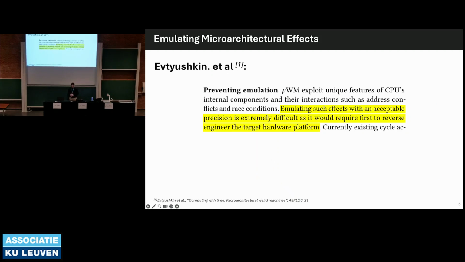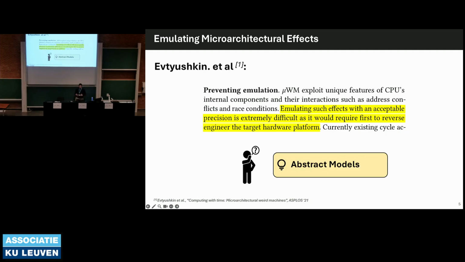But there is a problem with that, and Evtushkin et al. have stated it in a previous paper. They have stated that emulating the effects that microarchitectural weird machines use with an acceptable precision is extremely difficult, as it would require first to reverse engineer the target hardware platform. The statement made us think, well, do we really need to reverse engineer the target hardware platform? Do we really need an accurate representation of the microarchitecture? What if instead we use abstract models? Abstract models of the microarchitecture which focus specifically on those microarchitectural side effects that those weird machines use.